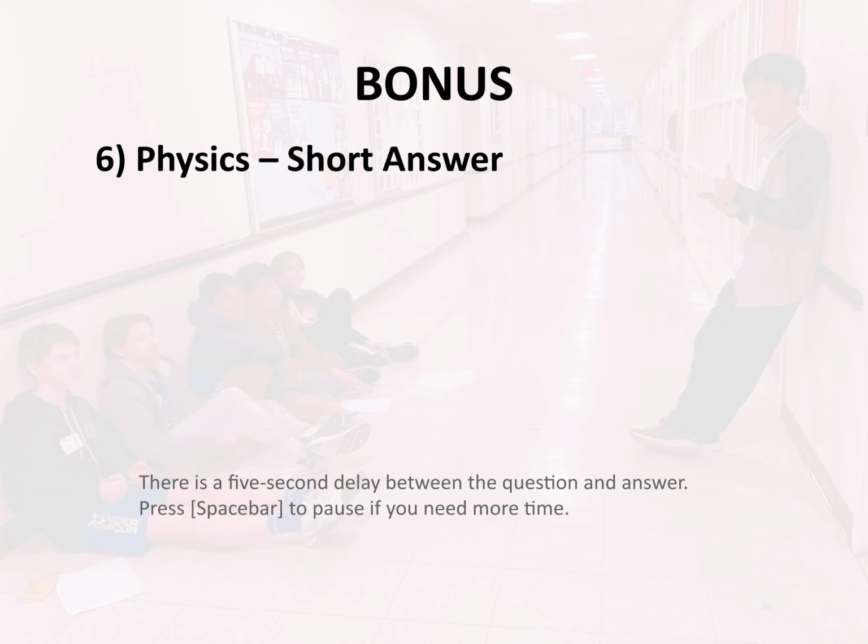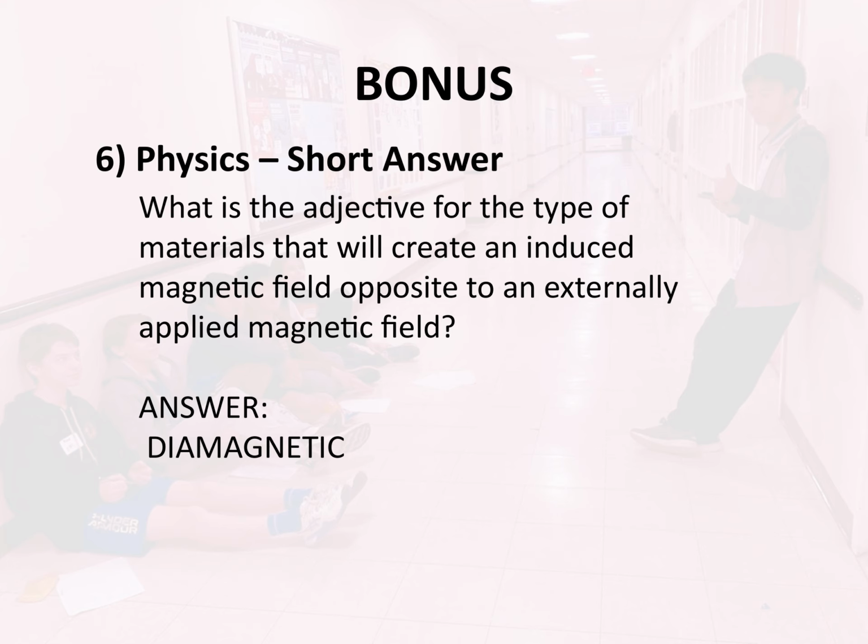Bonus 6. Physics, short answer. What is the adjective for the type of materials that will create an induced magnetic field opposite to an externally applied magnetic field? Answer: diamagnetic.